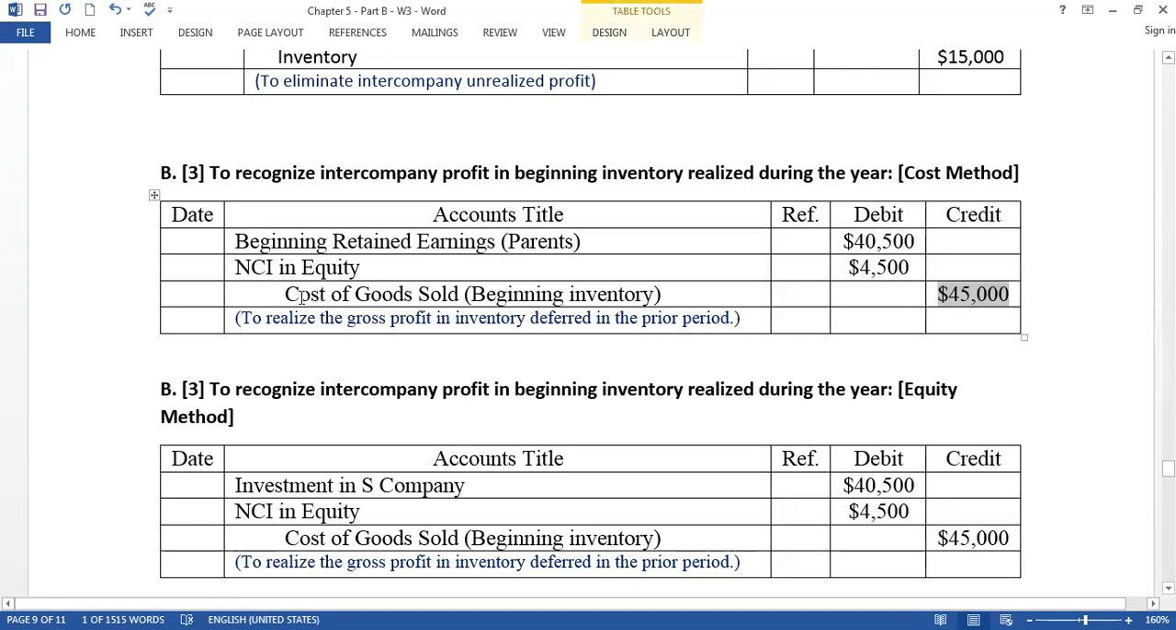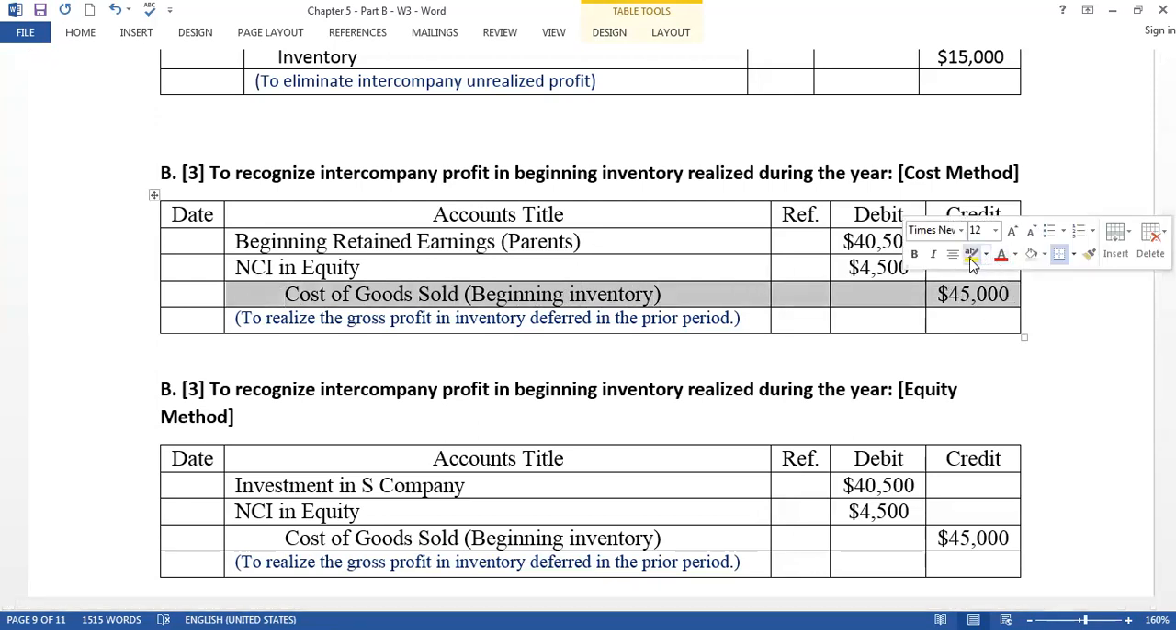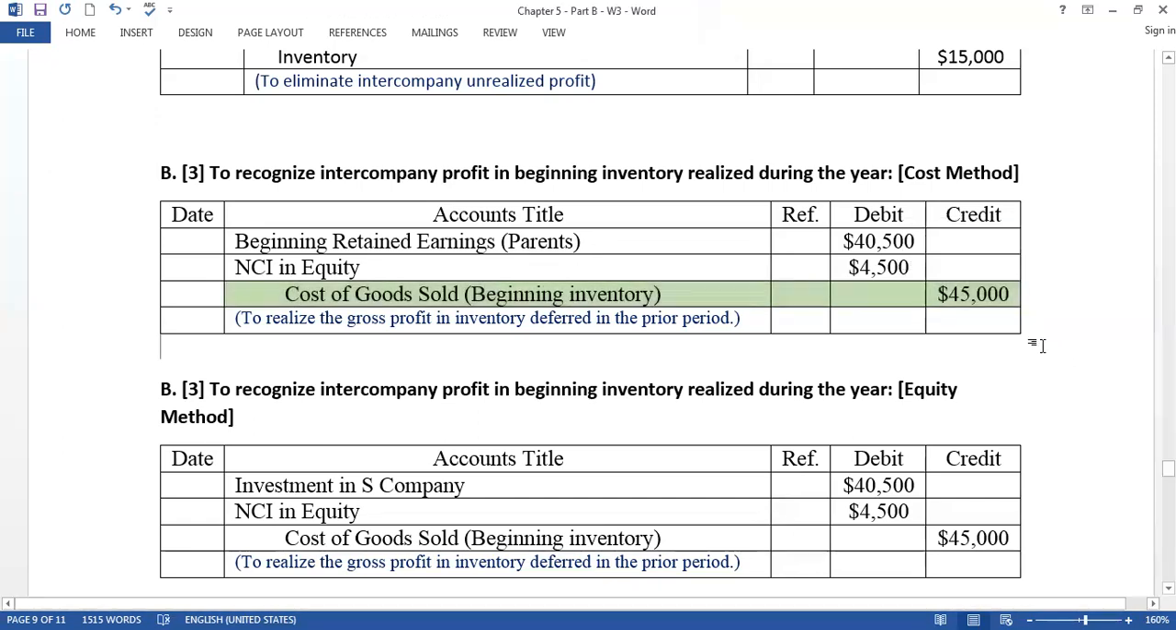Added back means now cost of goods sold credit. Cost of goods sold, why is it beginning inventory? Because the 2018 ending inventory is the 2019 beginning inventory. So we record cost of goods sold credit. It means that this money is added back. And this added back money goes partly to the parent company. Parent will receive 90%, and subsidiary will receive 10%.